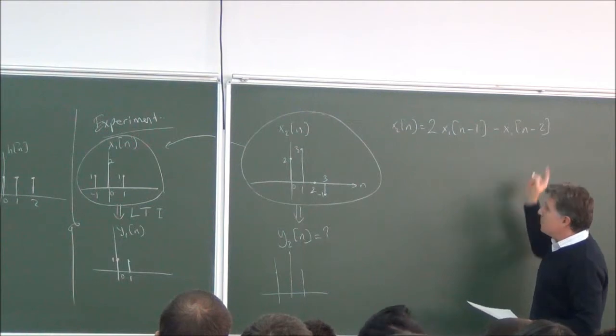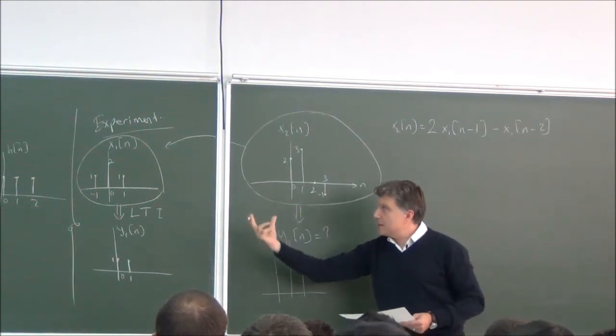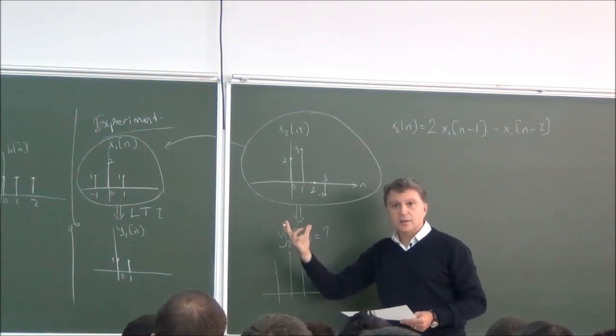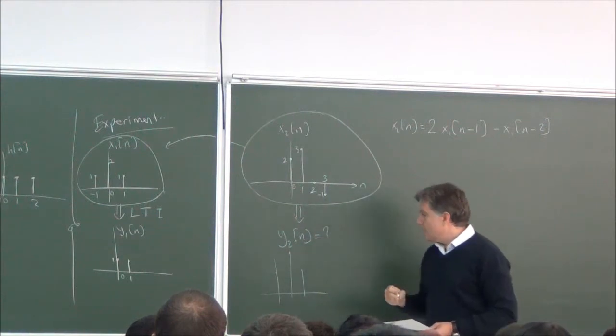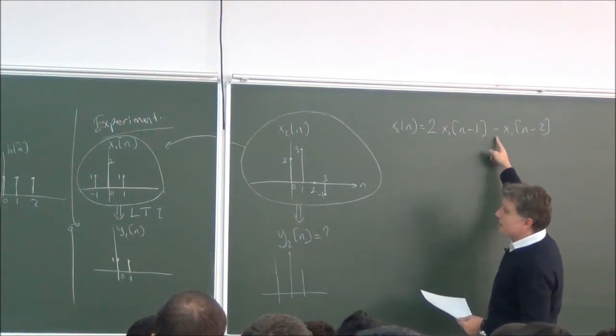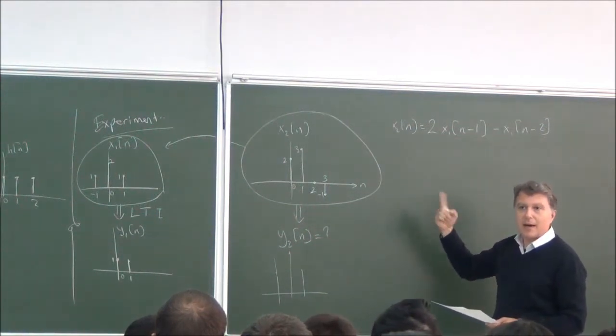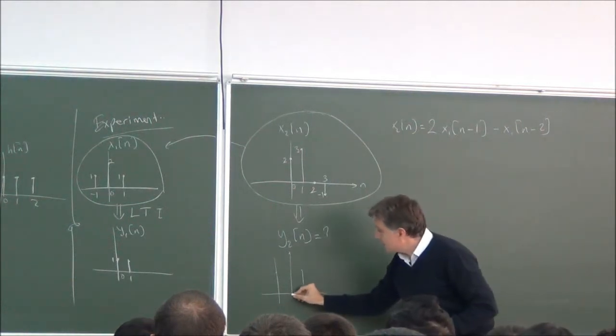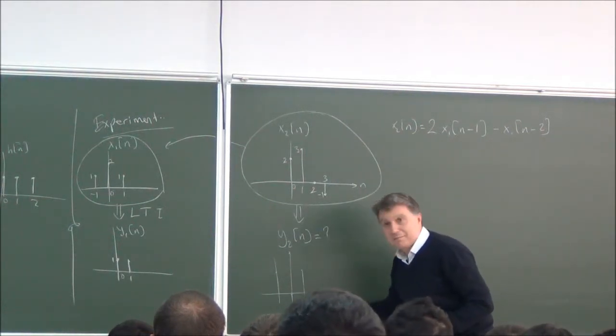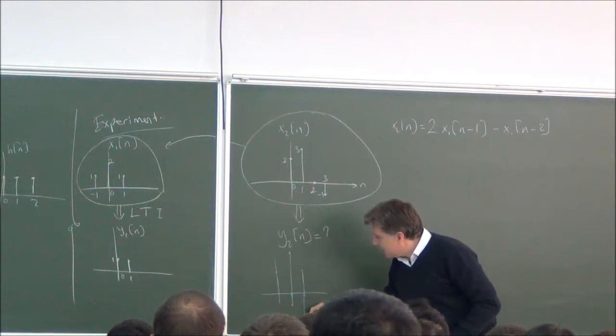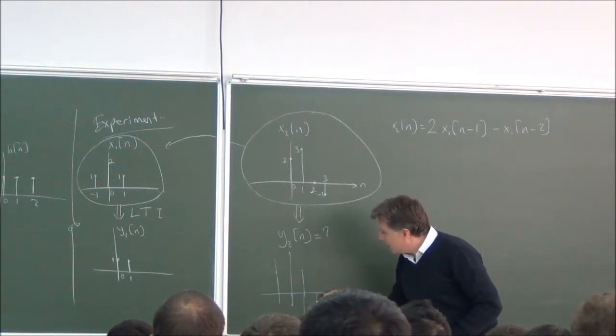What is x1 of n minus 2? It's that same signal shifted towards the right twice. And there's a minus sign. It is scaled by minus 1. So it will be like this: minus 1, minus 2, minus 1.